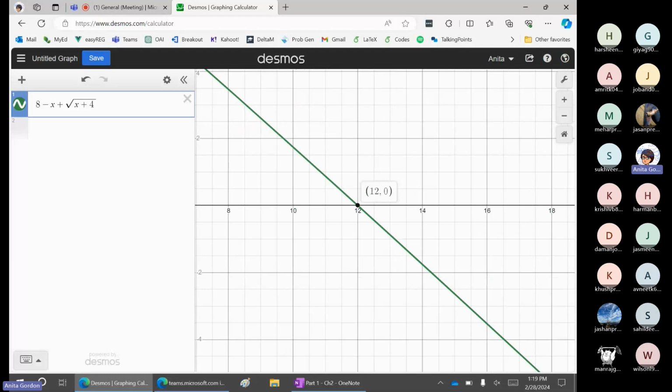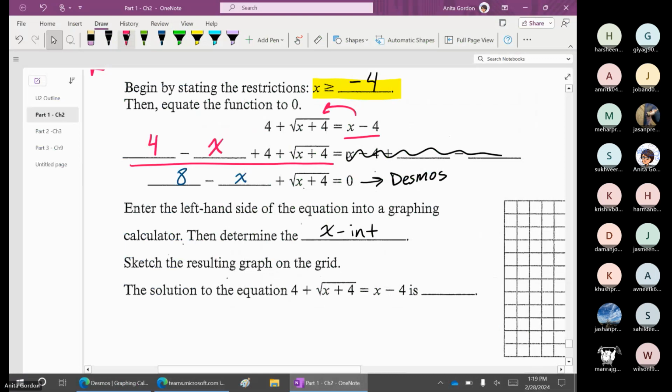Okay, so looking at my screen, do we agree? I put one equation into the input. It was the simplified equation that we got. It's showing me that the value is 0 when x is 12. Is 12 greater than or equal to -4? It passes the restriction test.